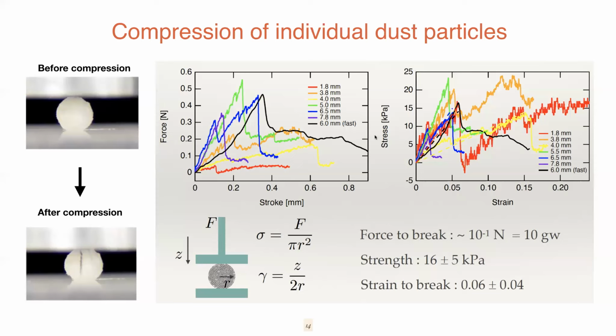So we build these stress-strain diagrams to obtain the strength of failure, that is about 16 kilopascals, and the strain at failure, that is about 6% the size of the particle. So when the particle is deformed about 6% of its diameter, the particle breaks. This is of the order of the strength to break of the particles.